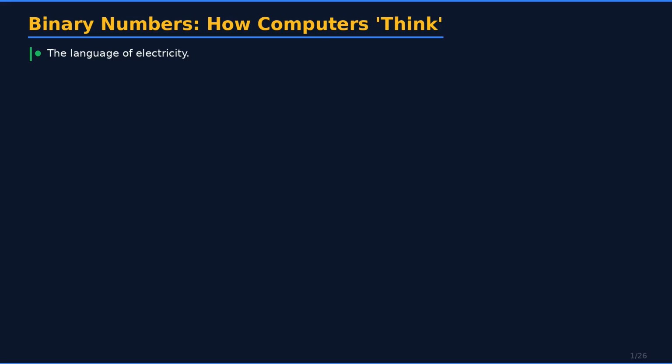By the end of this session, you won't just know what binary is. You'll understand why every single piece of digital information, every photo, and every text message is ultimately just a pattern of zeros and ones. Are you ready to peek under the hood of the digital world?